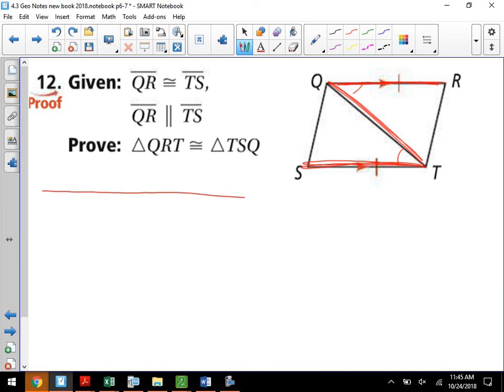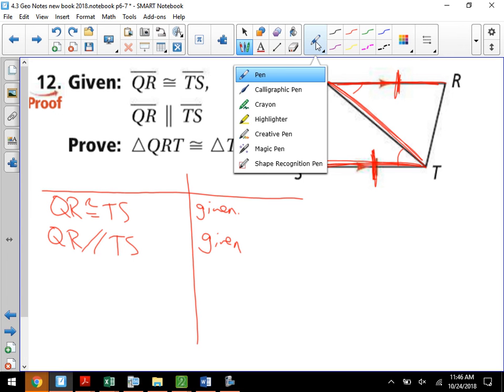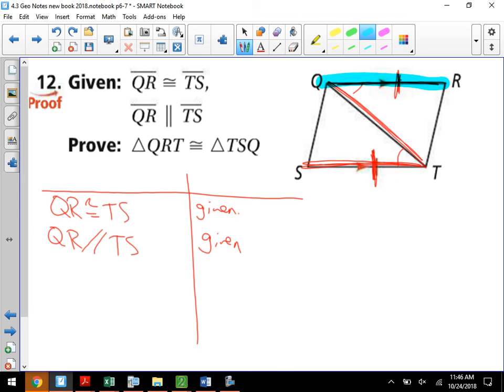So what I would do is I started like I would normally. QR congruent TS, given. And then I go to my next part. QR parallel TS. So I've got congruent, and again, as I follow my Z, I follow the parallel to the transversal to the parallel. Wherever I change direction, those angles will be the ones that are congruent. So I label them.